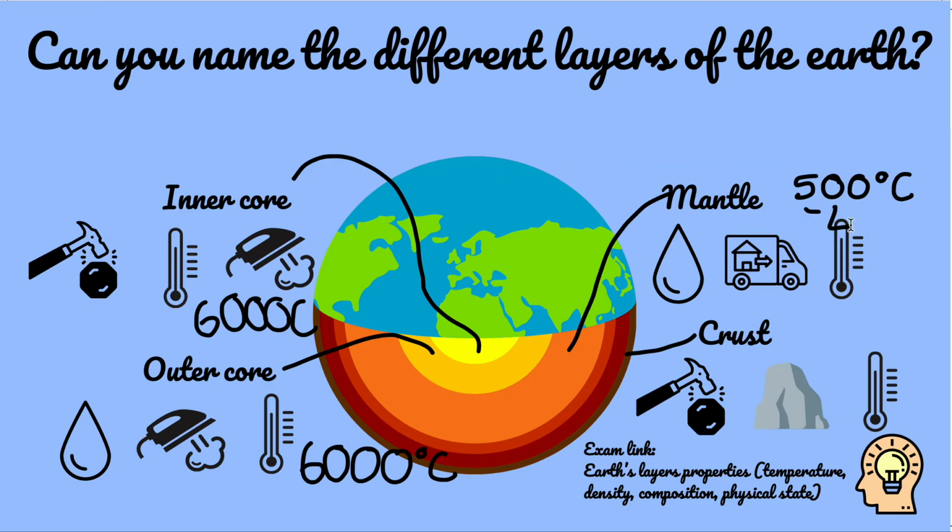So it's slightly cooler than the inner and outer core. What is this made from? So this is also made from iron, but it is also made from magnesium as well. So slightly different minerals are found here.